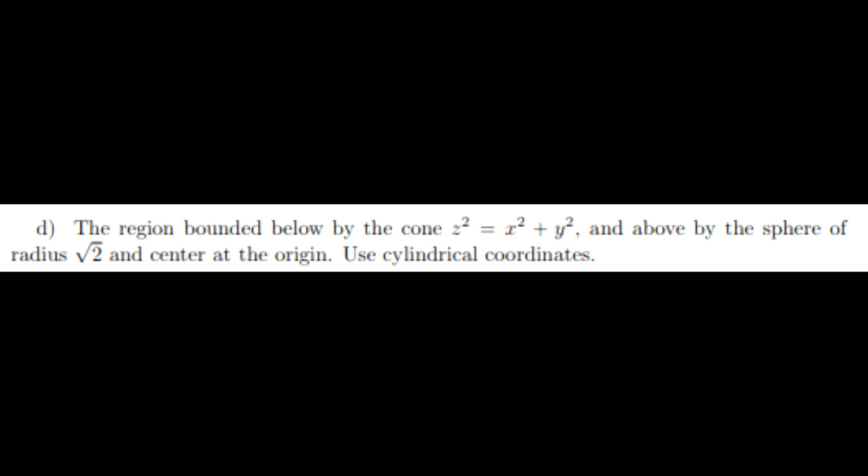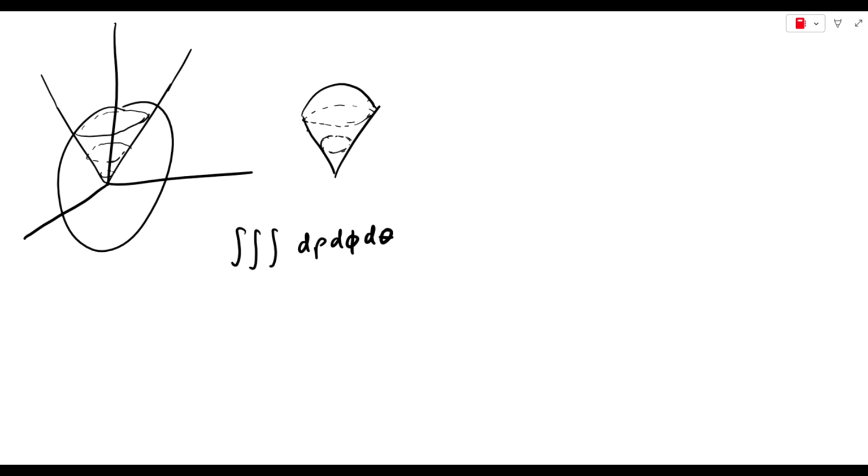So now a more complicated example. The question is asking us to find the limits on this region. The region bounded below by the cone z squared equals x squared plus y squared, and above by the sphere of radius square root 2 and center at origin. I know it says use cylindrical coordinates, but there's a question right after that says use spherical coordinates, and I have a screenshot of this, so whatever. I drew it out again for convenience, and also what the region looks like if we took it out. Kind of looks like an ice cream cone.